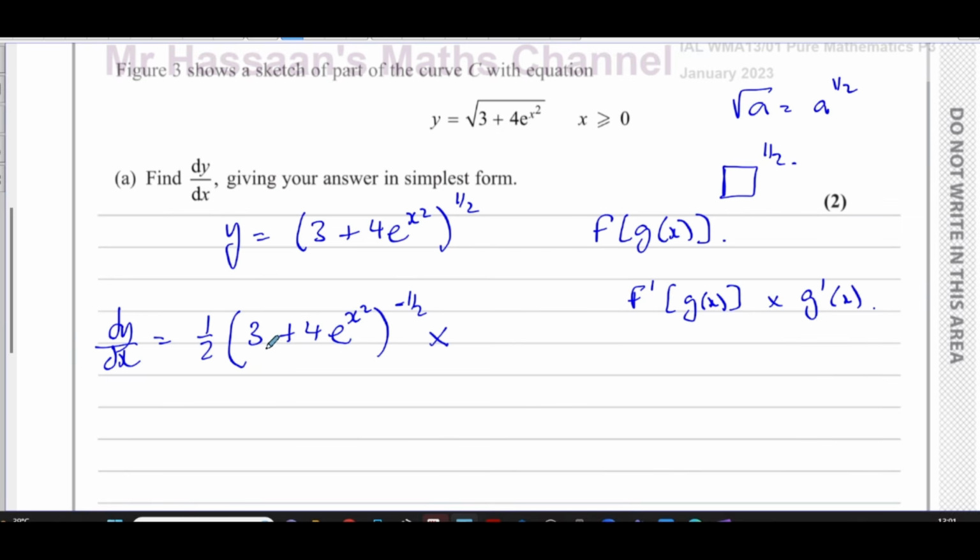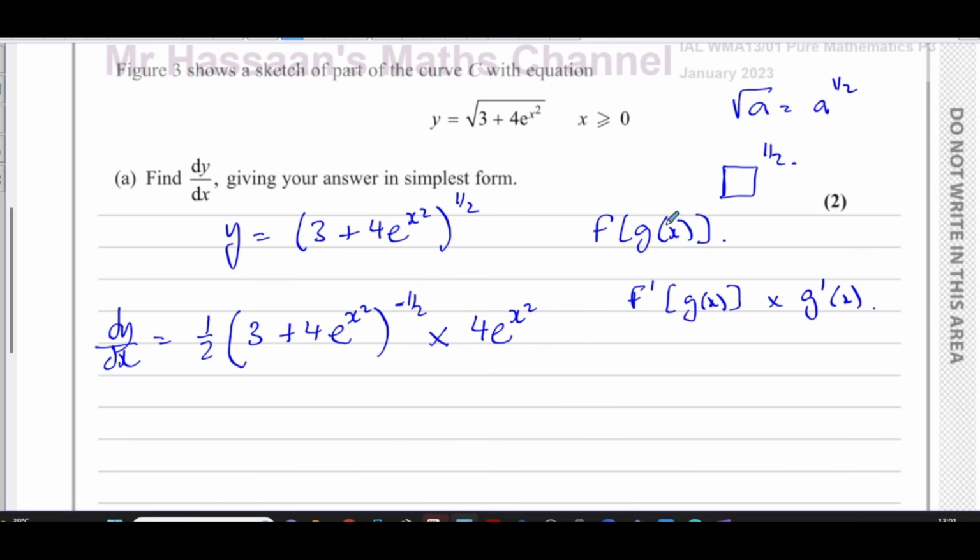If you differentiate 3, it becomes 0, because it's a constant. If you differentiate 4e to the power of x squared, initially it just stays the same, because e to the power of something doesn't change when you differentiate it. It's one of the special properties of the natural number e. So e to the power of x squared stays the same. However, this is e to the power of x squared.